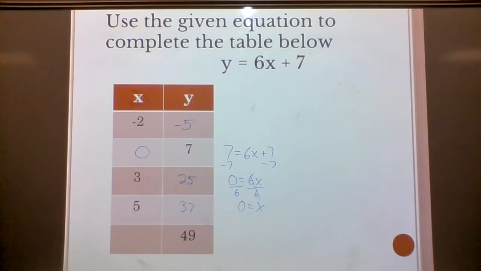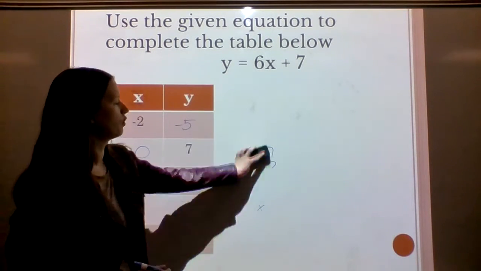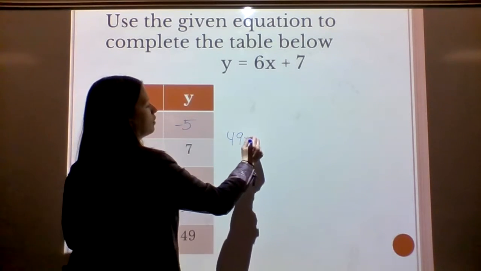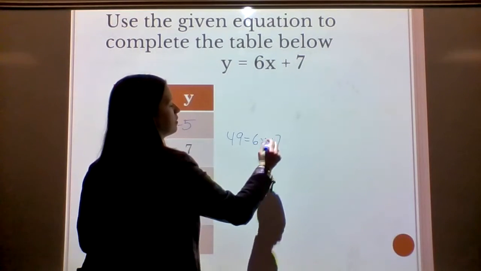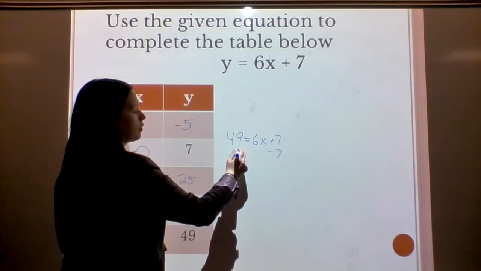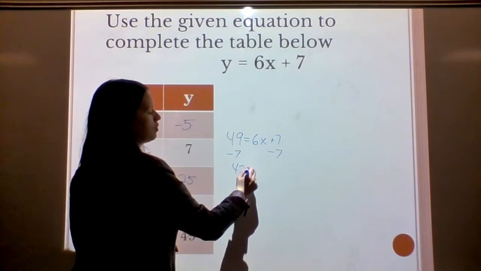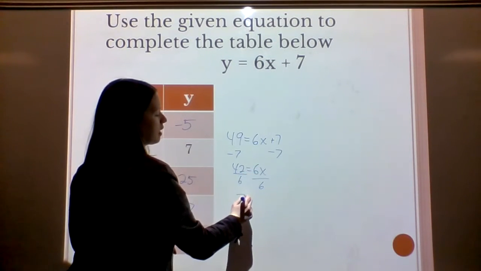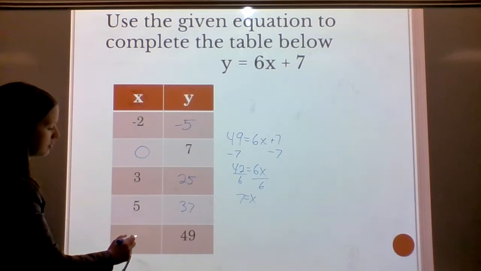Now we'll do 49. So we put 49 in place of y. So 49 equals 6x plus 7. Subtract 7 from both sides. 42 equals 6x. Divide by 6. 7 equals x.